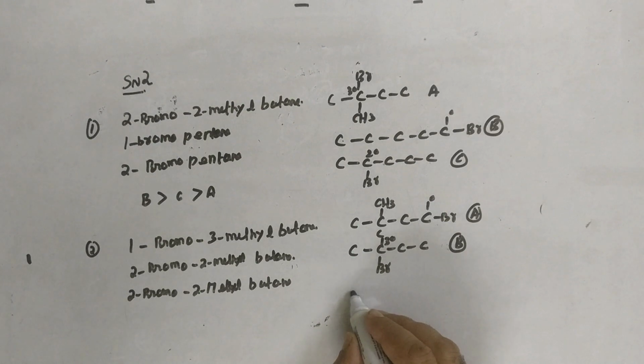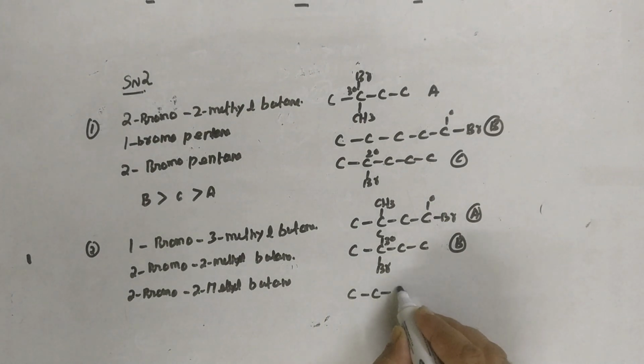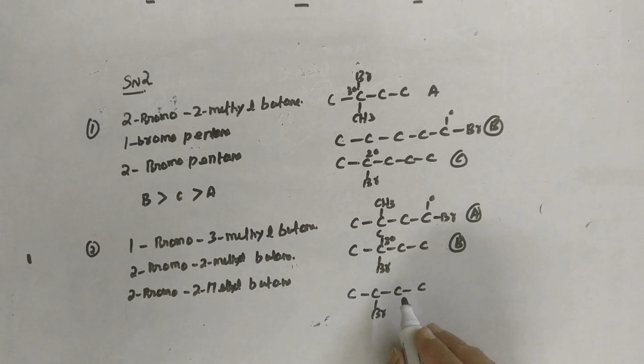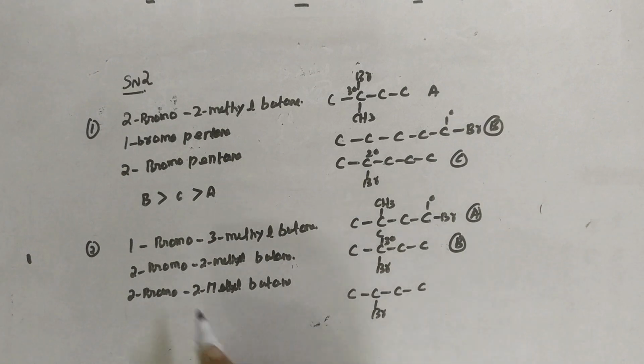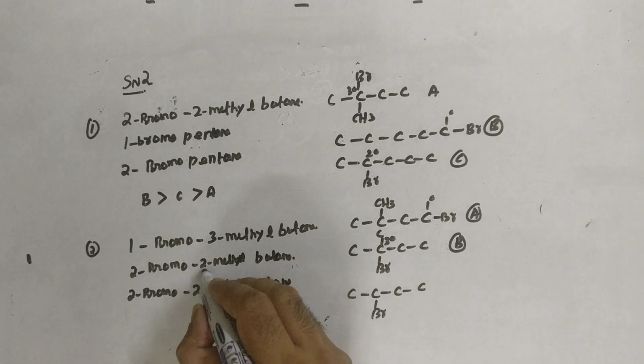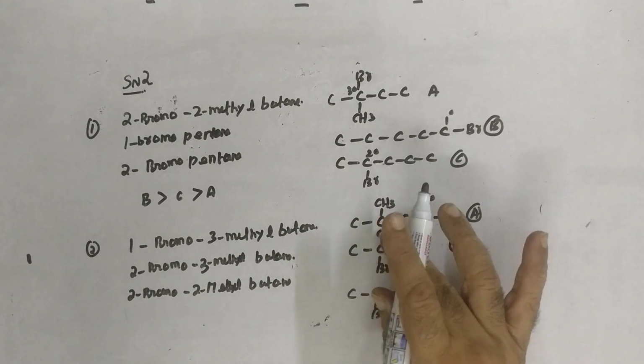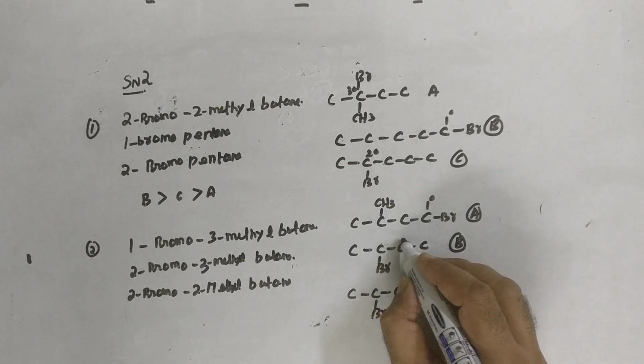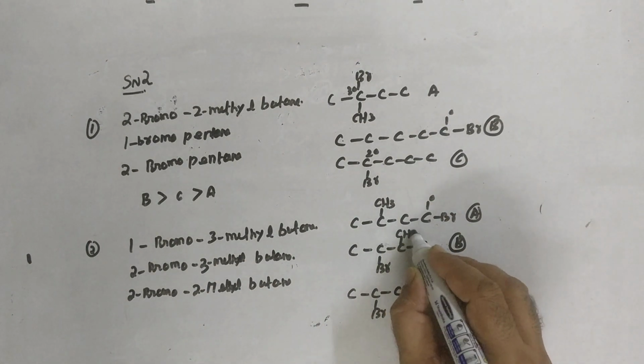Okay, last one, it is 2-bromo 2-methylbutane. Two things are given same. This is 2-bromo 2-methyl, 2-bromo 2-methyl. How can two things be same? I think I've written this wrong. This is 2-bromo. Let's make it 3-methyl. So this will be your 3-methyl butane.